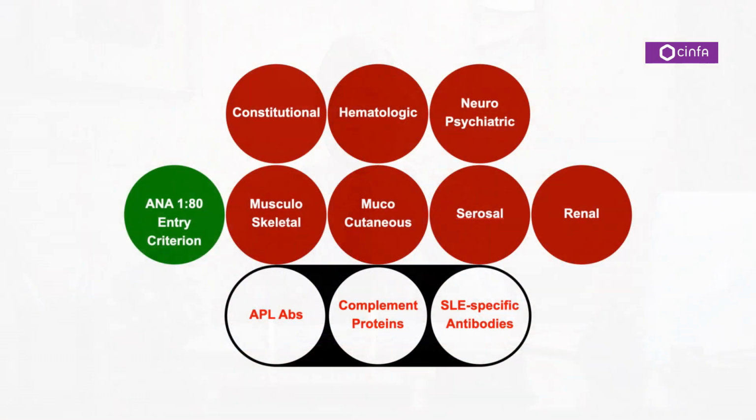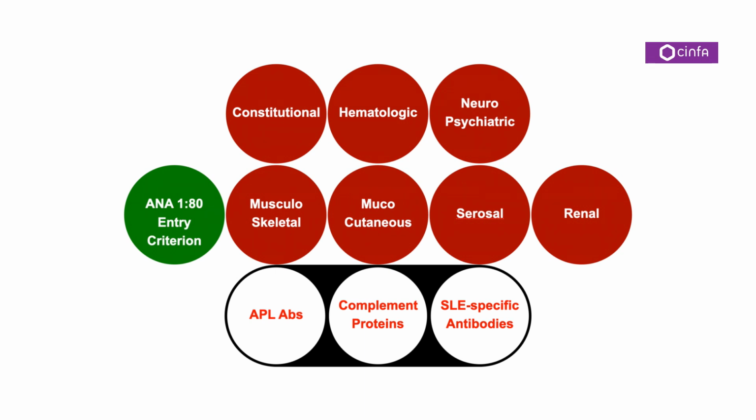I make it easy for myself. I call it 10 criteria. It's 10 domains, and to diagnose a patient, you have to have a score of 10. The clinical domains, as you can see, are constitutional, hematological, neuropsychiatric manifestation, musculoskeletal manifestation, mucocutaneous manifestation, serositis manifestation: pleurisy, pericarditis, peritonitis, and renal manifestation.